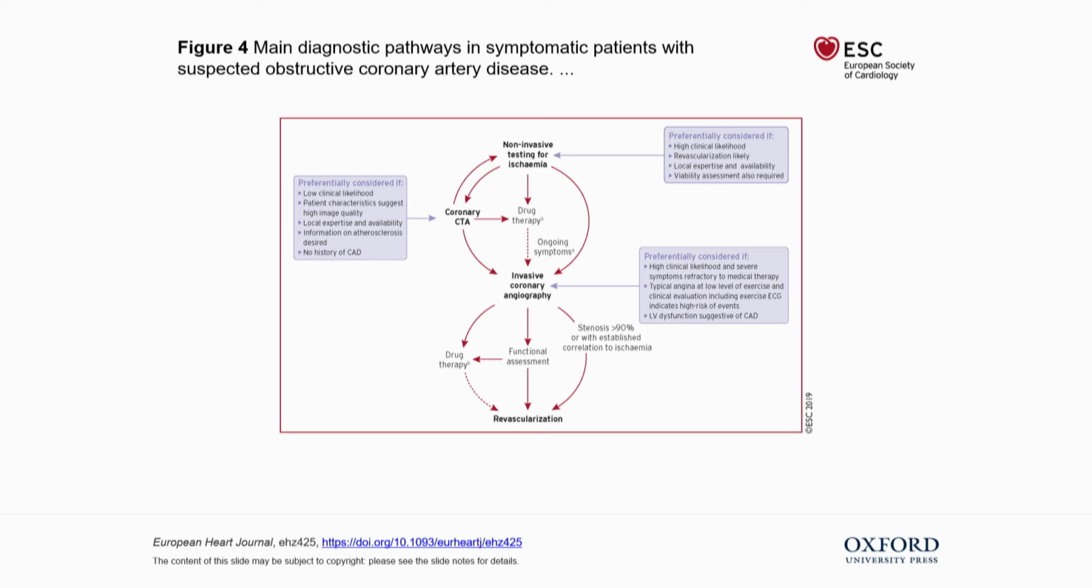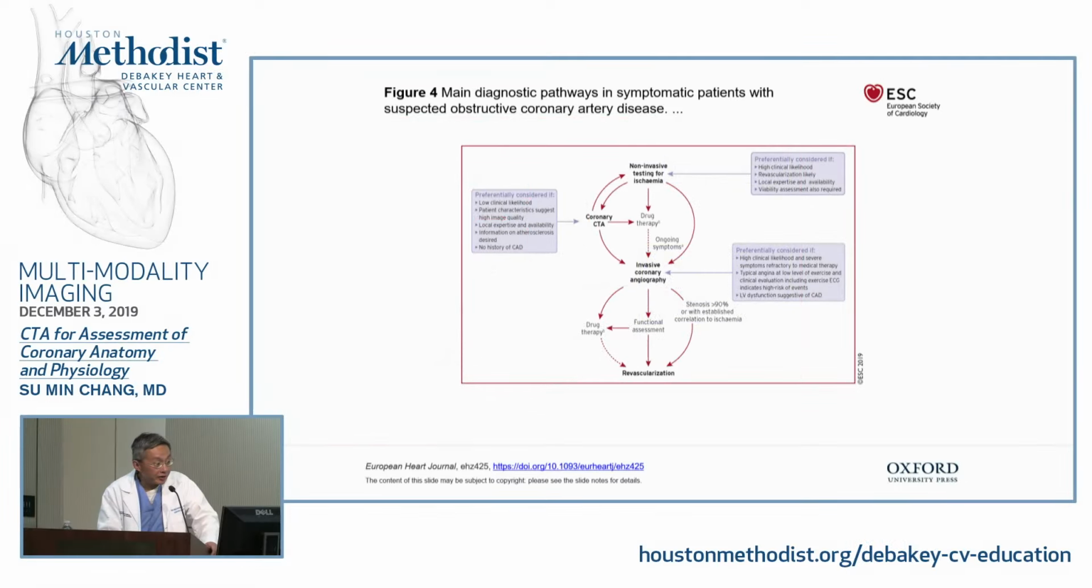And essentially, stress test for the European guideline, mostly they don't even mention intermediate pretest likelihood. Okay, stress test is indicated for people with high pretest likelihood or high clinical likelihood, they call it, obviously, and mostly reserved for patients who already have diagnosed disease. It's just interesting here, there's no mention of the patient with intermediate clinical likelihood.